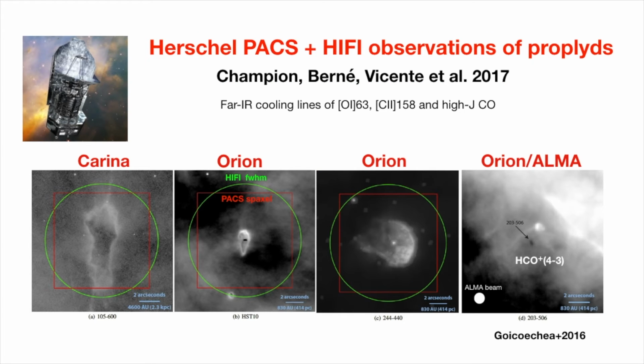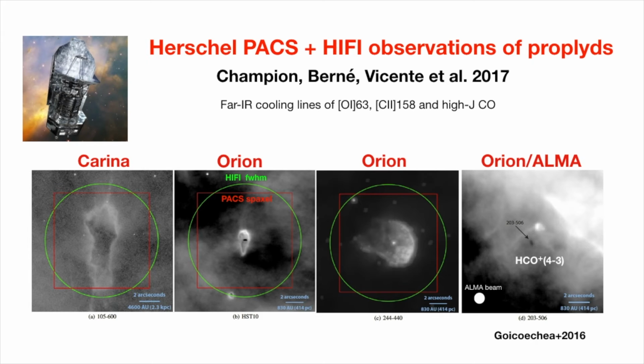Bernet and Vicente conducted the first and unique far-infrared survey of proplyds with the Herschel Space Observatory. Two proplyds in the Orion Nebula cluster and one in the Carina Nebula were observed with the PACS and SPIRE instruments. The goal was to detect far-infrared lines of atomic oxygen, ionized carbon, and high-J CO, which are main coolant species in classic PDRs.